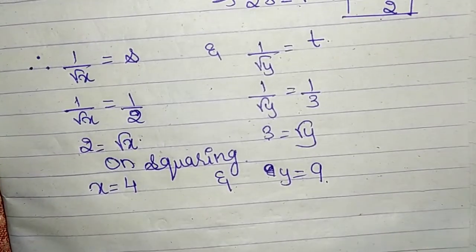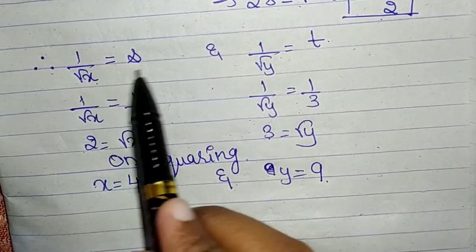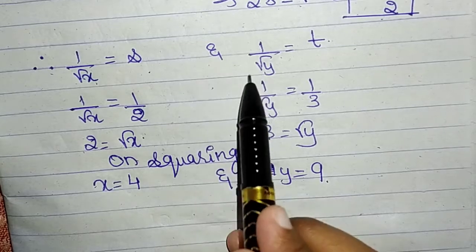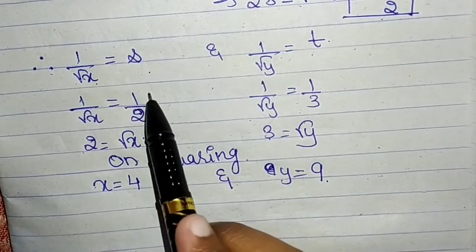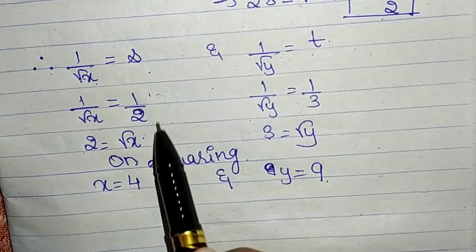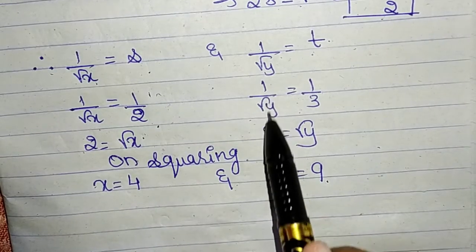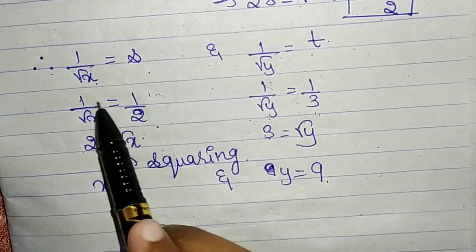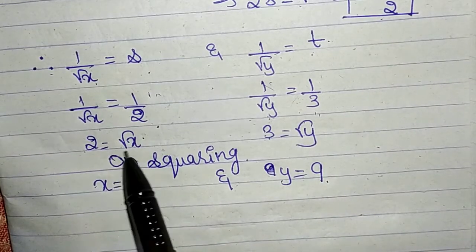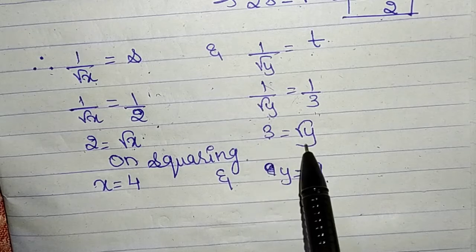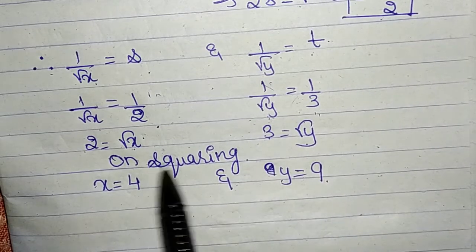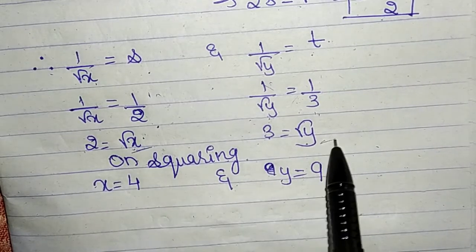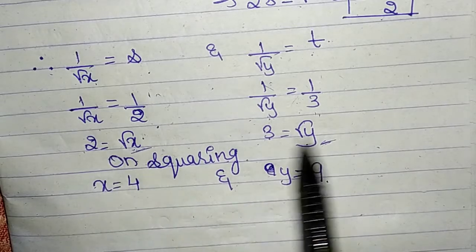Therefore, 1 by root x is equal to s and 1 by root y is equal to t. So the value of s is 1 by 2, so 1 by root x is equal to 1 by 2 and 1 by root y is equal to 1 by 3. Cross multiply them, we will get 2 is equal to root x and 3 is equal to root y. Now square. Since we have them under square root, let's square each of these equations.